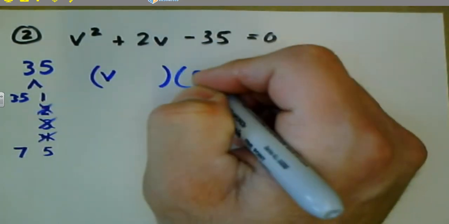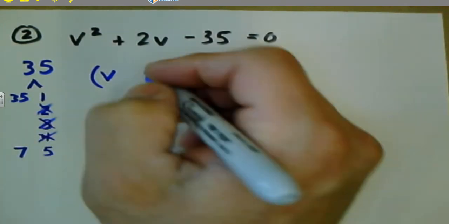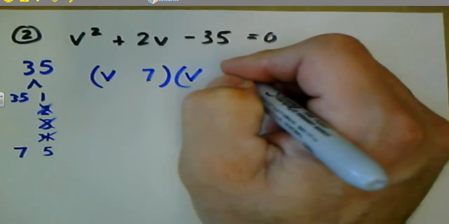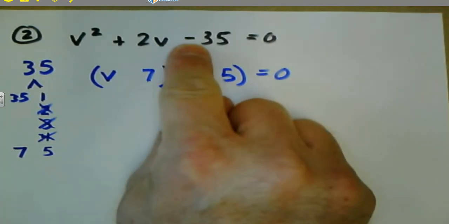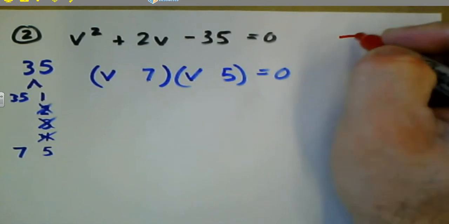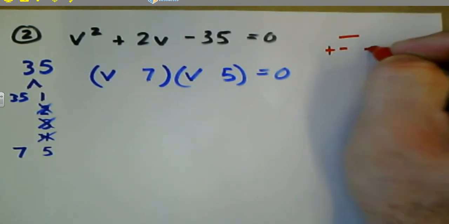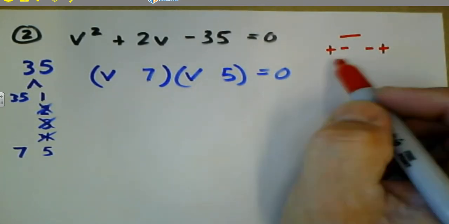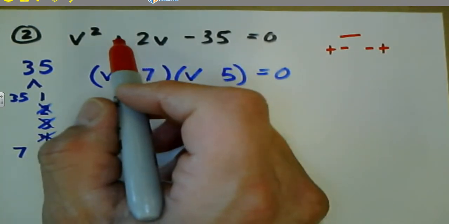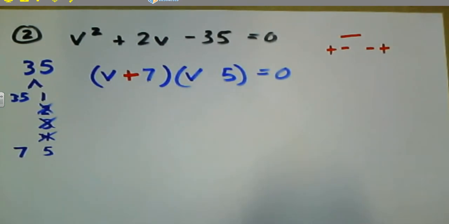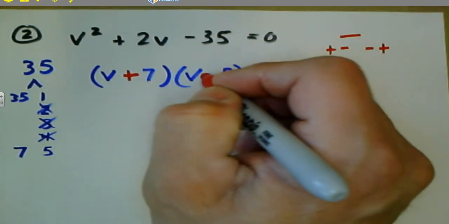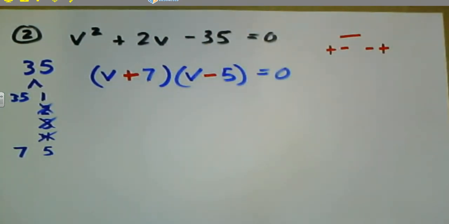Put our V, right? Put our larger number, put our smaller number. Why did I do that? Because they're opposites. So if they're a negative, one has to be positive, one has to be negative. One of the two combinations. Well, I look at this number. It's a positive, so the larger number, 7, is positive. That makes the other one what? Negative.